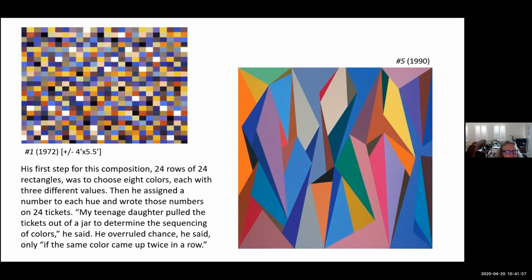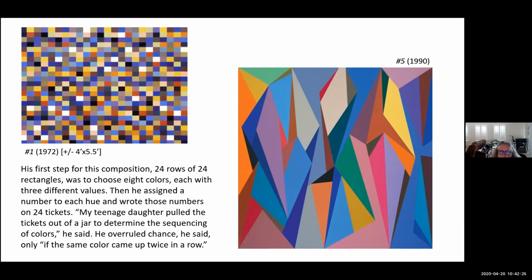And he says the only time that he overruled the chance was if he would have two of the same color in a row. So again, this is a way of removing choice in the artist from the work, though of course not completely, because he came up with the system, right? But he painted it according to the system that he defined, and so he is one step removed from the work as it is produced.